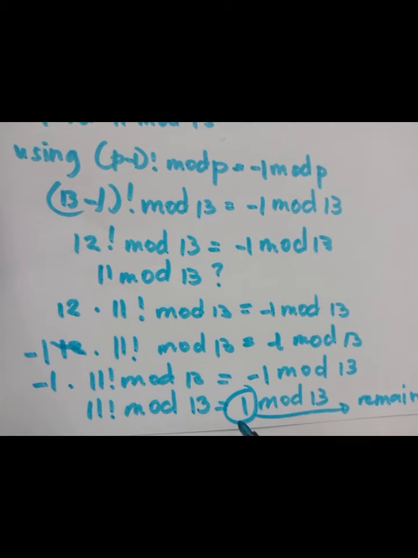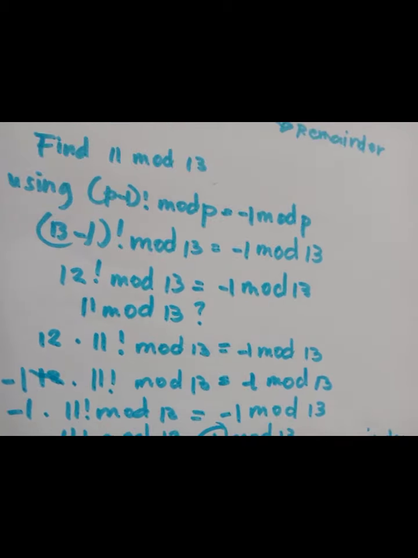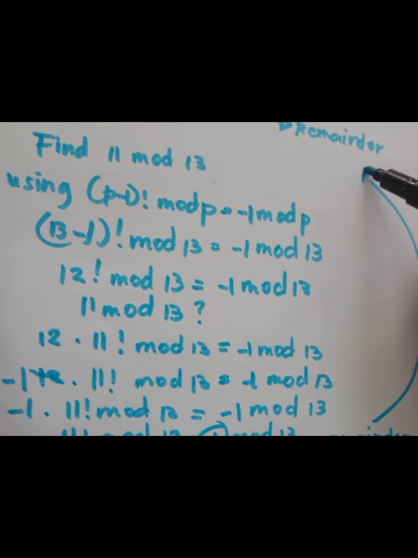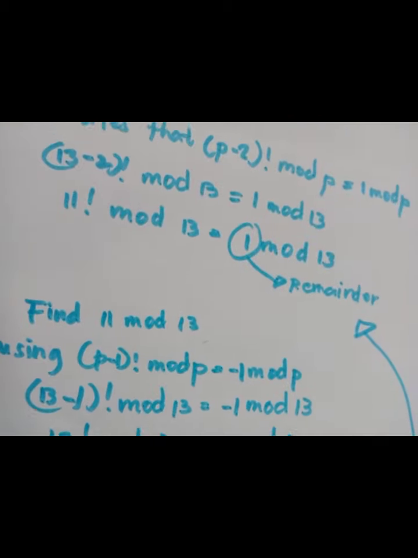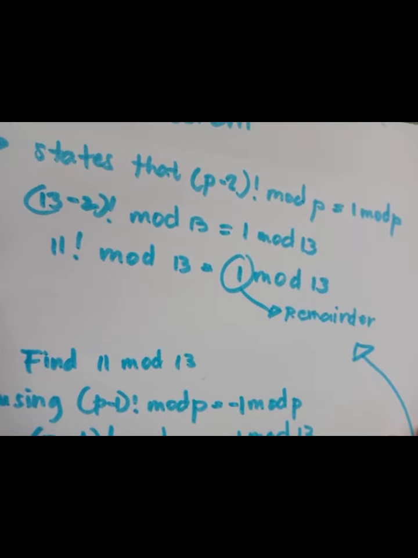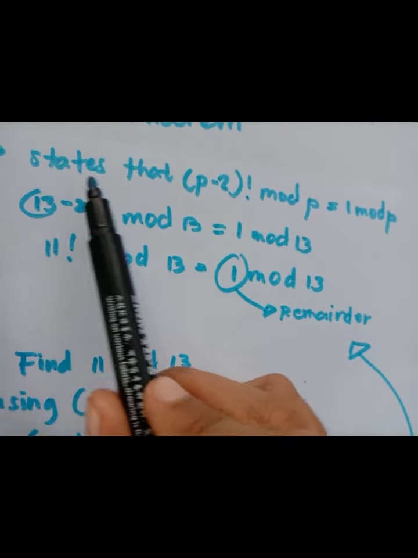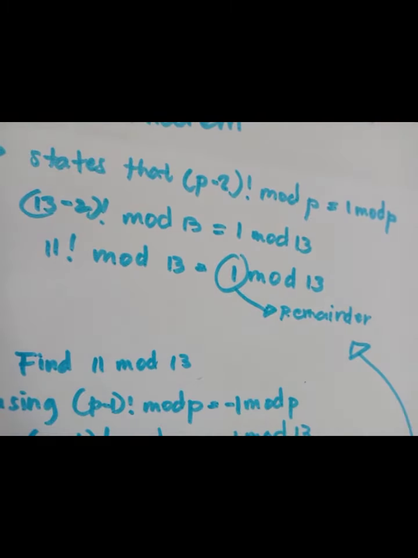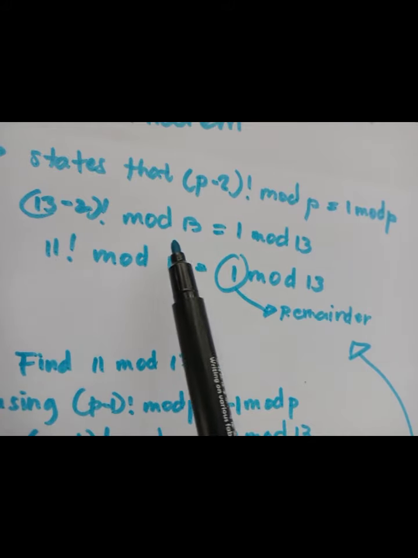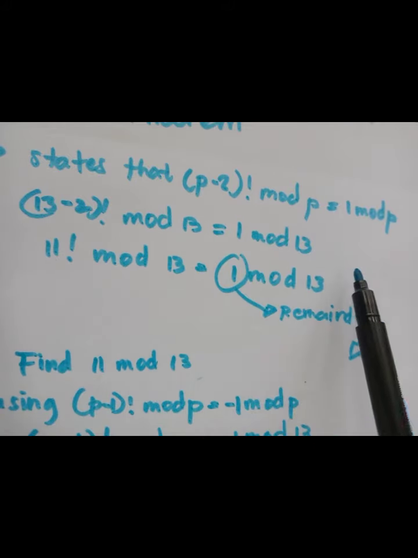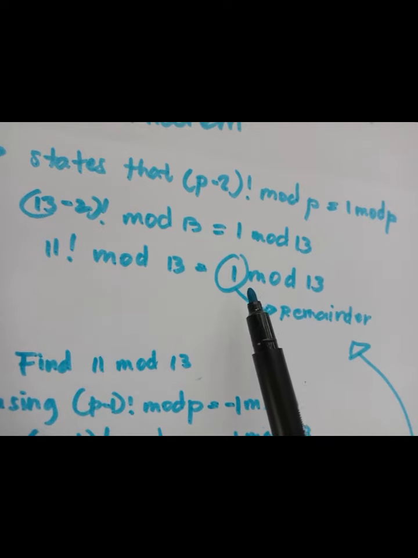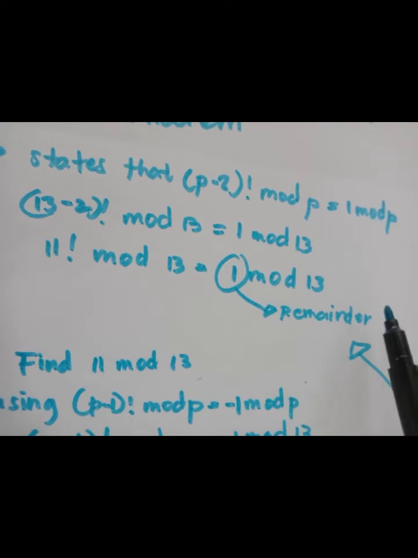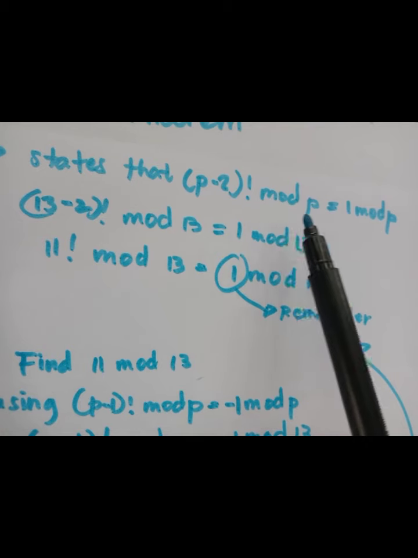And now let us go back to the second example. Now, it has the same remainder. So, it states that (p minus 2) factorial mod p is equal to 1 mod p. So, as you can see, we have 11 factorial mod 13 equals 1 mod 13, which gives us a remainder of 1.